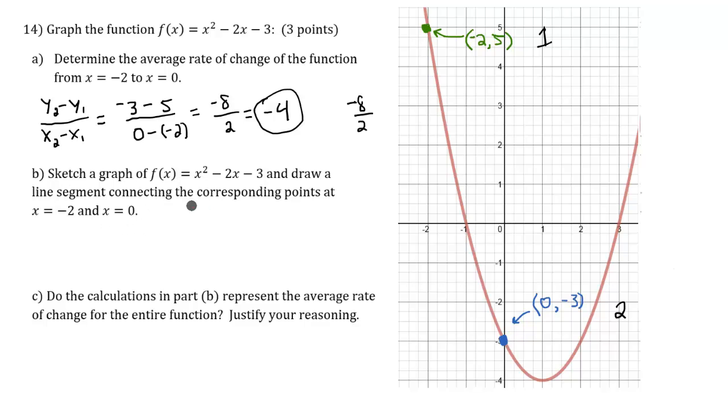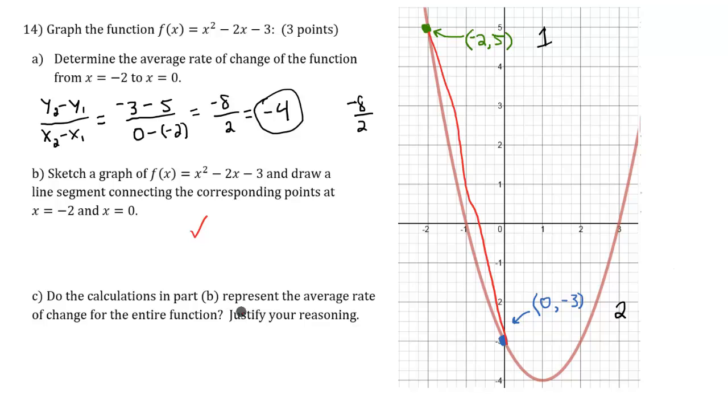Now B says we need to sketch this graph. We already have it, and it wants us to draw a line segment connecting where x equals -2 and x equals 0. So we already have those points called out. All you have to do is draw that line. So that line is going to come down from this point and hit this point right there. So that's done.